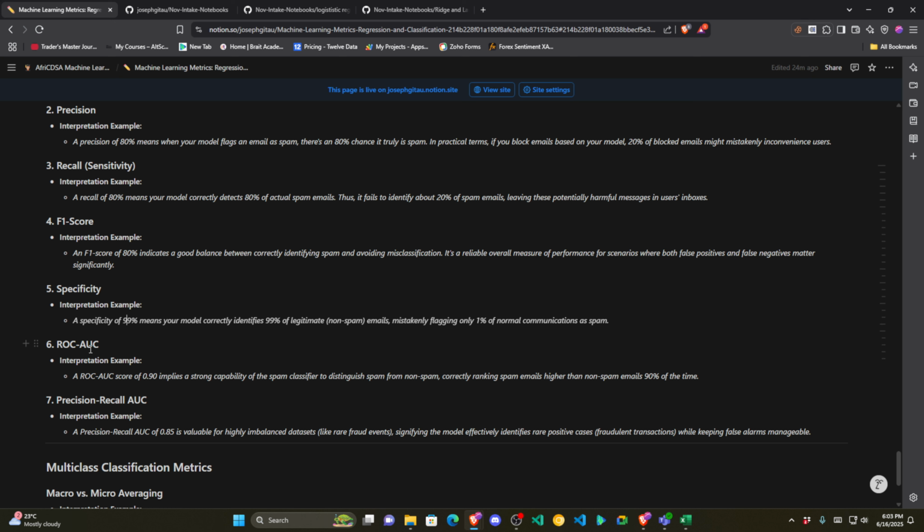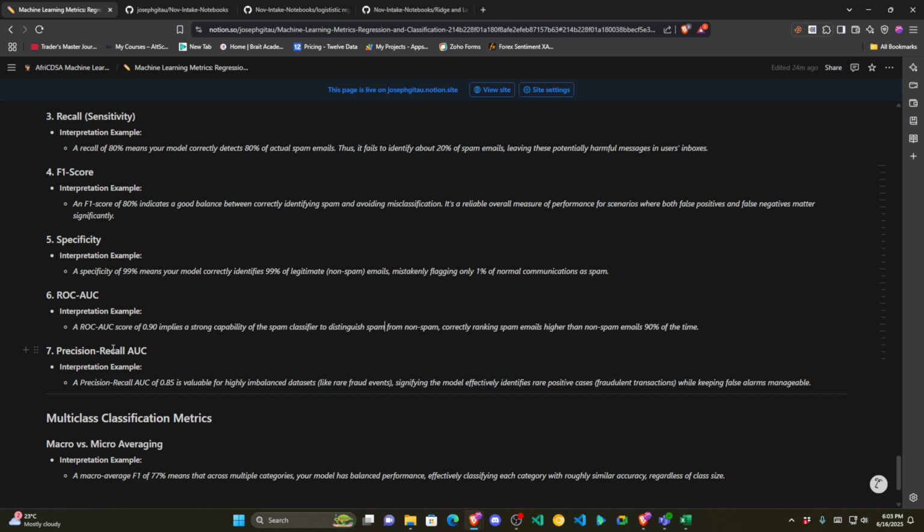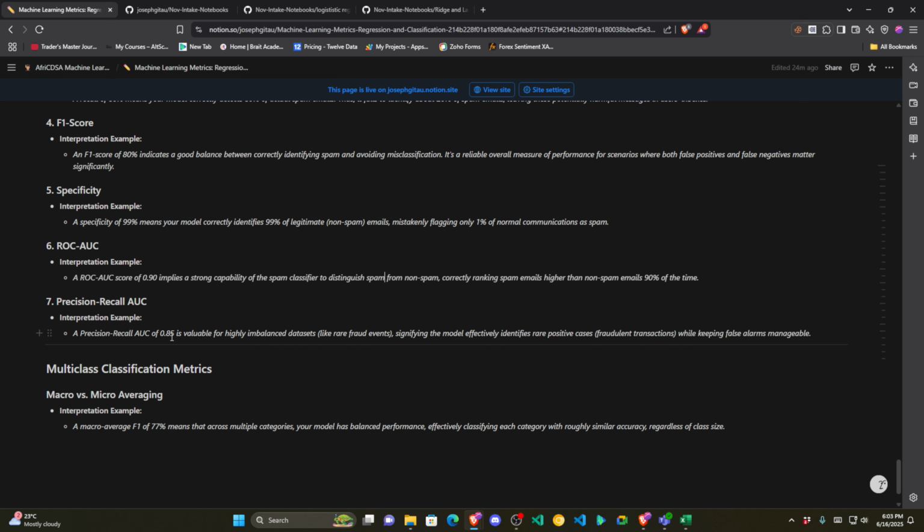Then for the ROC-AUC curve, a ROC-AUC score of 0.90 implies a strong capability of the spam classifier to distinguish spam from non-spam and correctly ranking spam emails higher than non-spam emails. Then precision recall AUC. A precision recall AUC of 0.85 is valuable for highly imbalanced datasets, signifying the model effectively identifies rare positive cases while keeping false alarms manageable.